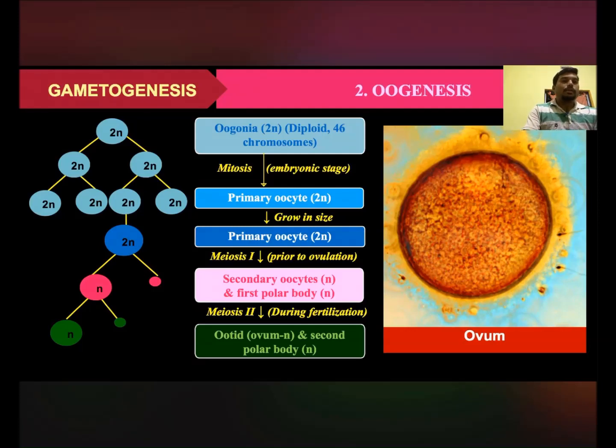What happens to the polar body? It is still unknown whether it survives or gets degenerated. It is still a mystery. This secondary oocyte will undergo meiosis 2, and it will complete meiosis 2 when there is entry of a sperm into the ovum. As soon as the ovum wall, the zona pellucida layer, is broken by the sperm, then meiosis 2 will be completed and the secondary oocyte will give rise to an ovum and a second polar body. Meiosis 2 is equivalent to mitosis, so a haploid cell will give rise to haploid cells, and the polar body will also be haploid.